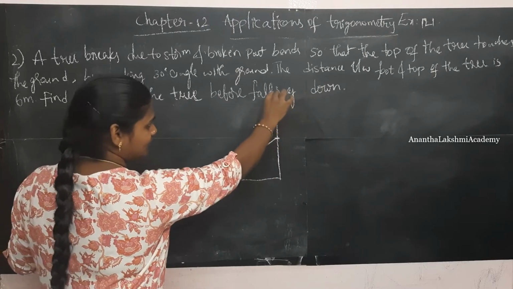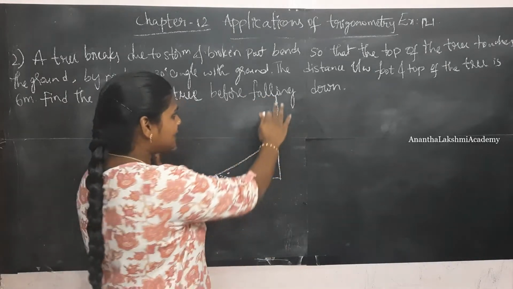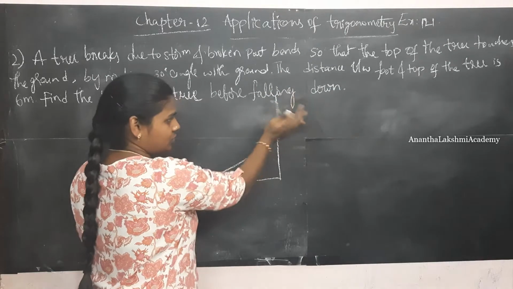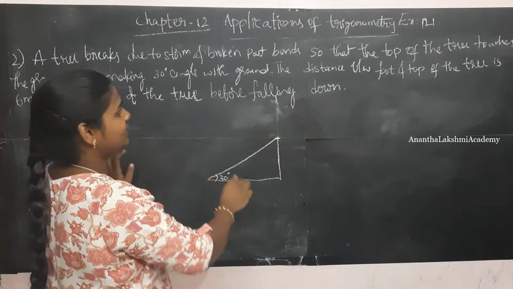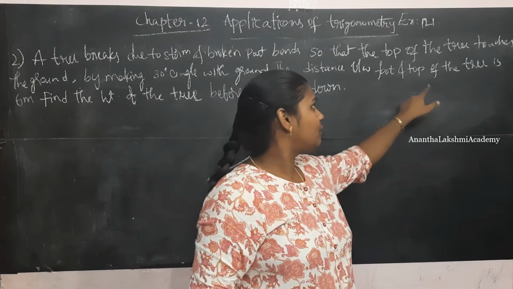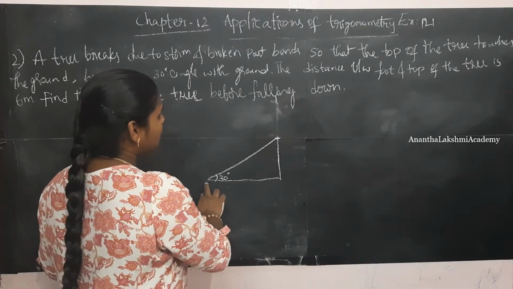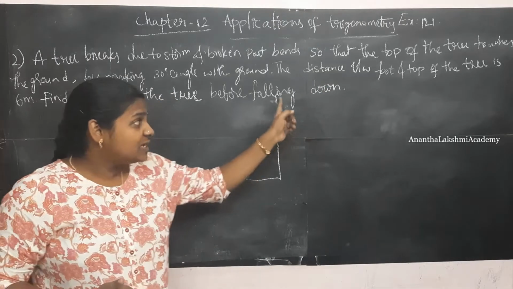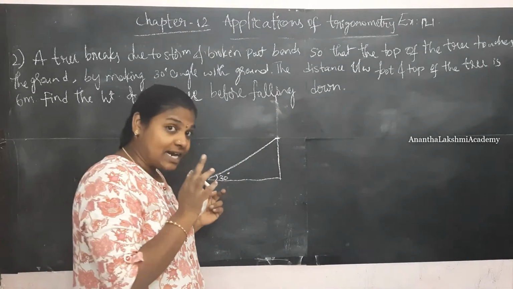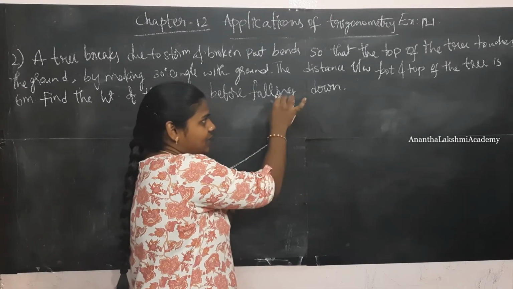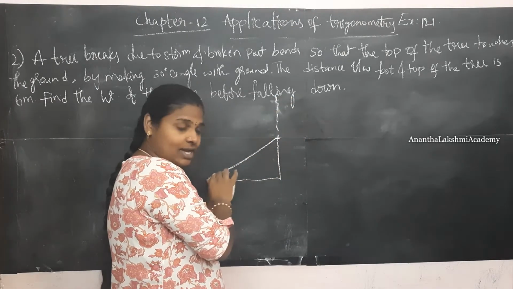This is the same height as even before breaking. This part has now come down. So this broke and this has come here, touching the ground at an angle of 30 degrees. Now the distance between the foot of the tree and the top of the tree. The top of the tree is not here because it broke and it is touching the ground. Understand it correctly. Earlier there was a tree of this height. Now it broke down such that it is touching the ground at an angle of 30 degrees.